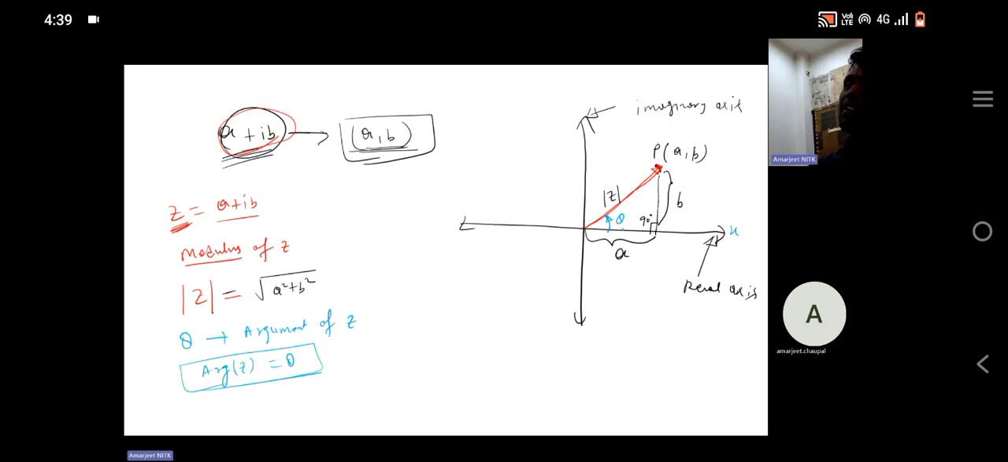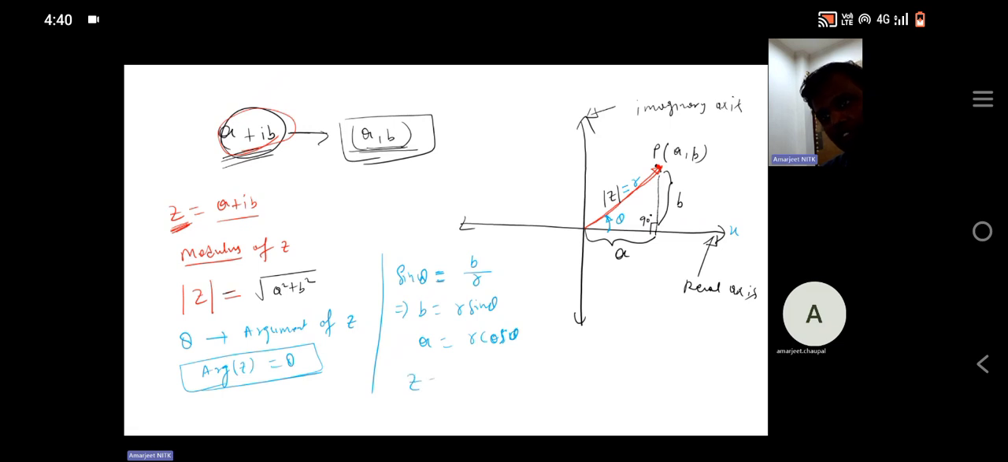Now in this triangle you can apply sin theta or cos theta. So in the same triangle, here a triangle is formed. In this triangle, sin theta equals perpendicular upon hypotenuse. So perpendicular is b, upon hypotenuse is mod of z. Suppose this mod of z is equal to r. So b by r. This implies b equals r sin theta. Similarly, if you apply cos theta, then you will get a equals r cos theta.